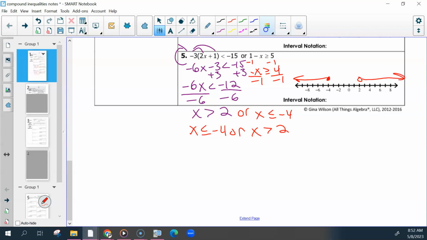If you wanted to know the interval notation, again, it starts at negative infinity, it ends at negative 4. That is closed, so square bracket. And then parentheses to infinity.